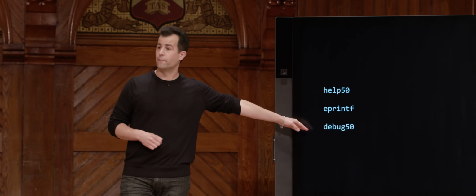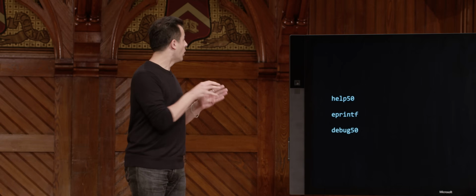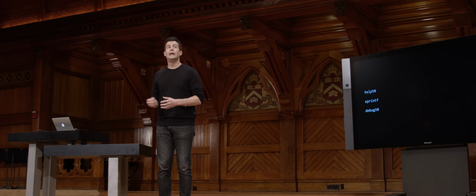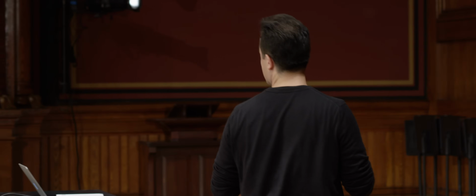And then lastly, Debug50, which is the most sophisticated of these programs. And Debug50, when you run it at the command line, followed by the name of your program in the usual way, it's actually going to open up what's called a debugger, a graphical user interface that CS50 staff put together that will actually let you step through your code, see variables, and generally understand it better.